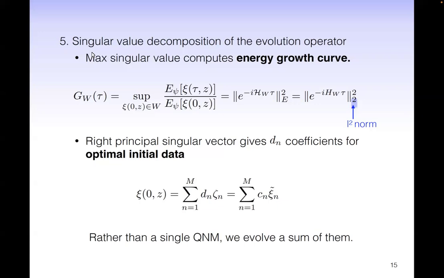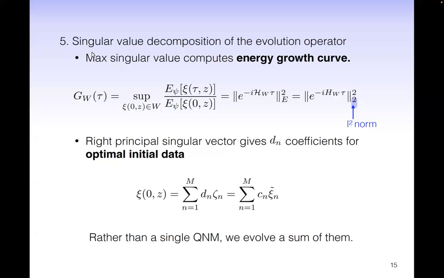For the optimal initial data, once again, it's just a simple singular value decomposition. So in order to get the optimal initial data, given that we have the orthonormal basis, this reduces to just finding the coefficients dn in the sum. And it turns out that these coefficients are simply given by the right principal vector of the singular value decomposition of this guy here. Okay. But of course, given that we have the change of basis matrix that we saw on the previous slide, we can convert from the orthonormal basis back to the original basis, and that will relate the coefficients dn to these coefficients cn in terms of the original basis.